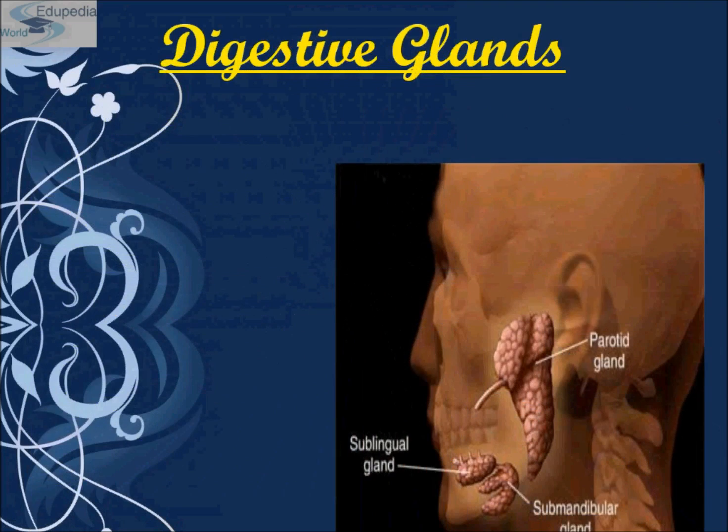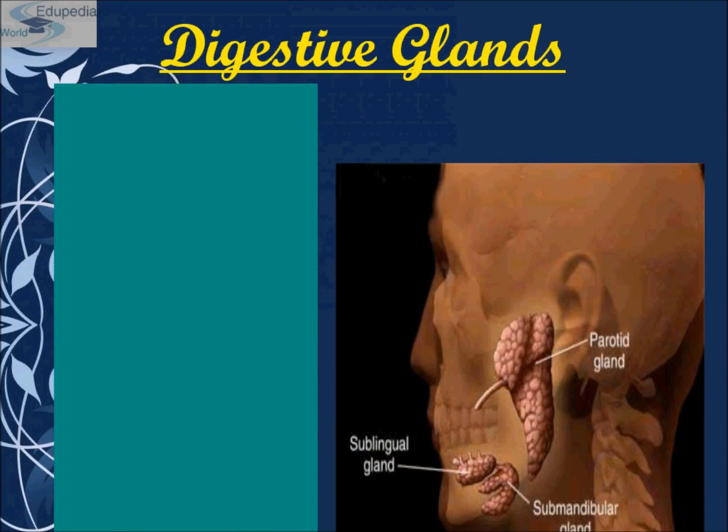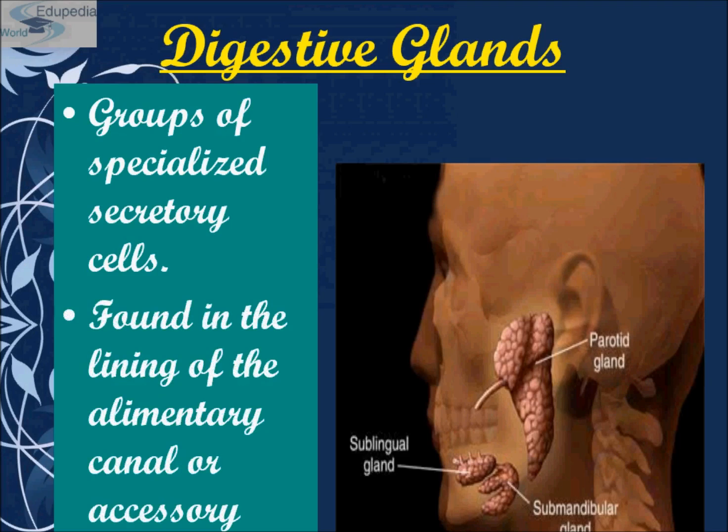Okay. Now comes the digestive glands. Digestive glands are the group of specialized secretory cells that are found in the lining of the alimentary canal or the accessory. Okay. As you can see, in our mouth there are about three glands, such as the parotid gland, sublingual gland, and the submandibular glands. Okay, so these are the digestive glands that help in the digestion.